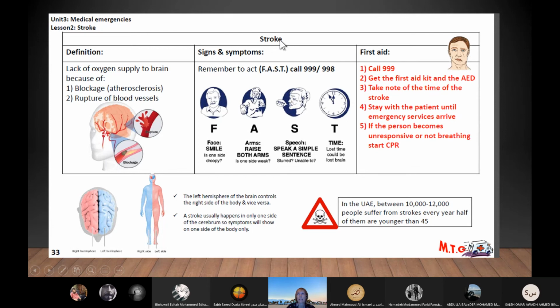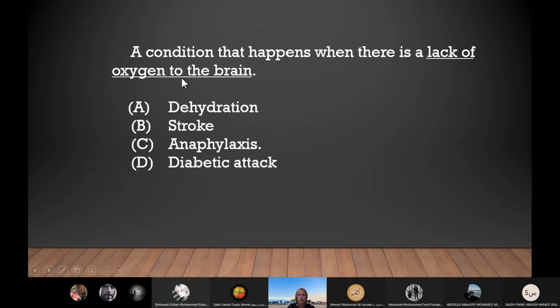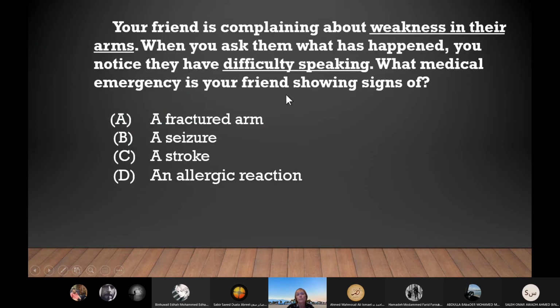So the lack of oxygen is what is causing the stroke. If you're basically having a blockage of an artery in your brain when you have a stroke, it's like a heart attack in the brain. Okay, so either the blood vessel has ruptured or it's blocked somehow. So you should call 999, get a first aid kit, take note of the time that the person had a stroke, and stay with them until emergency comes. Okay, so when we say there's a lack of oxygen to the brain, it's always a stroke.